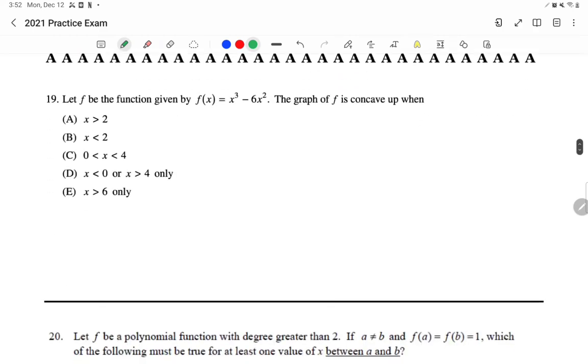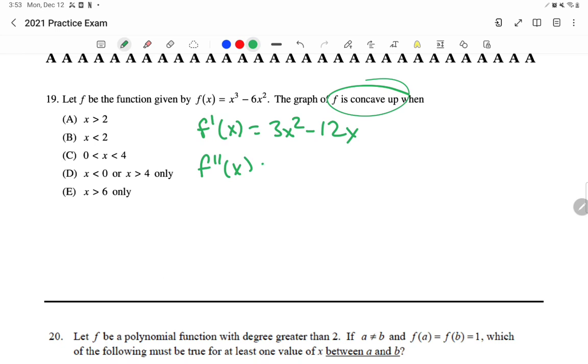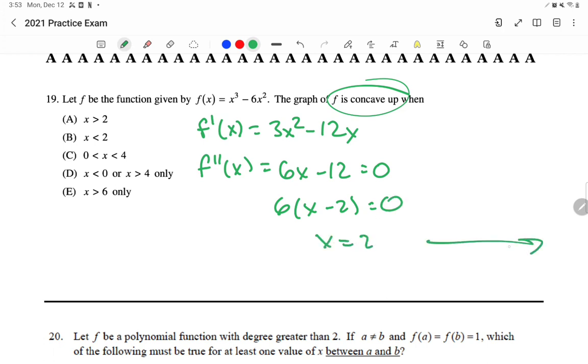All right, 19, we have the graph of f of x is x cubed minus 6x. We want concave up. That's second derivative. So f prime of x is 3x squared minus 12x. f double prime of x is 6x minus 12 equals 0. 6 times x minus 2 equals 0. x equals 2.